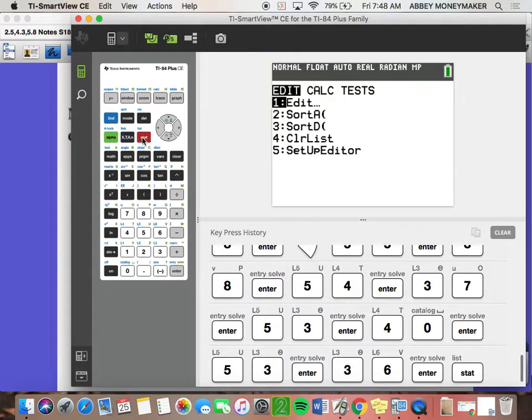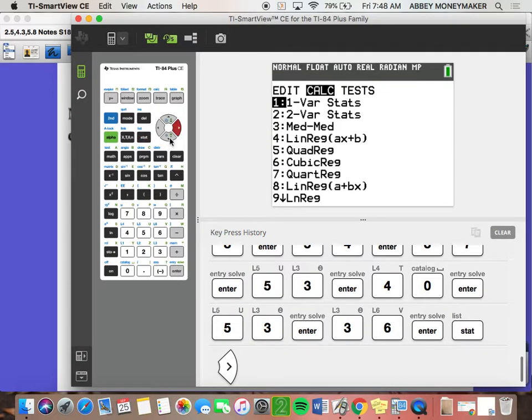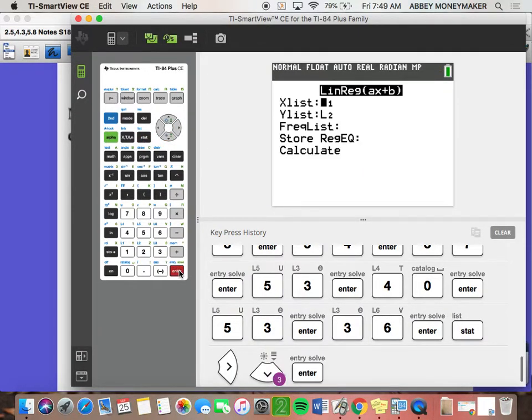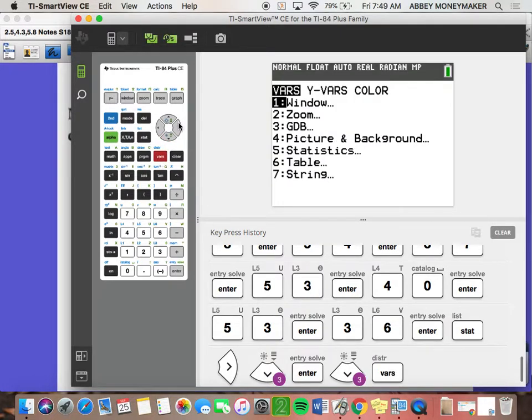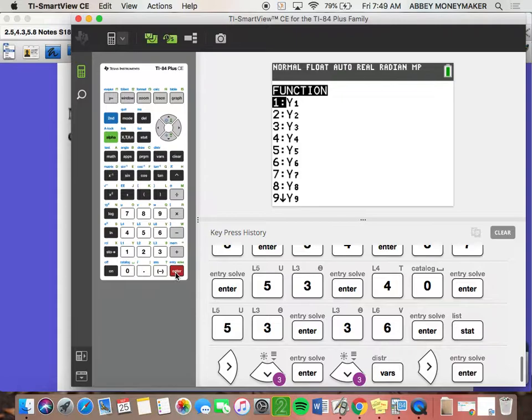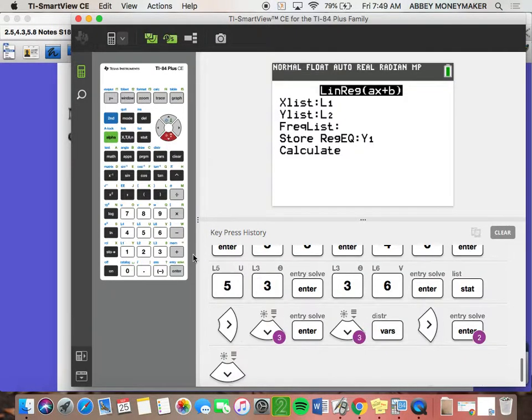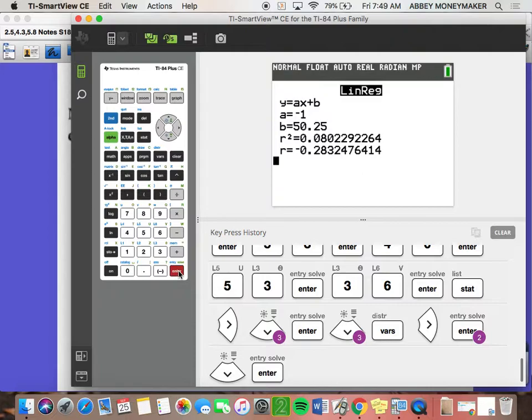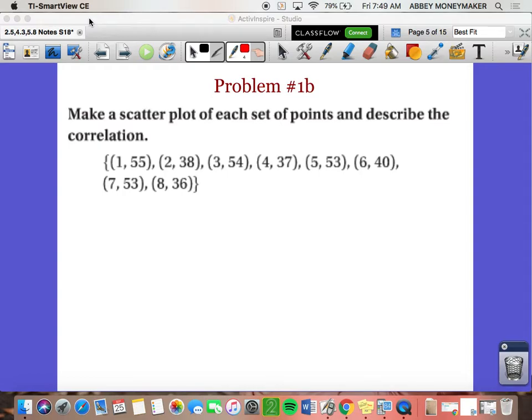So now let's go to stat and go over to calc. We're going to run our linear regression. Again, L1 and L2 is fine, but let's store that equation. So we're going to go to vars, go over to yvars, and hit enter, enter. And then we can calculate. So our equation is negative 1x plus 50.25. So we have y equals negative x plus 50.25.